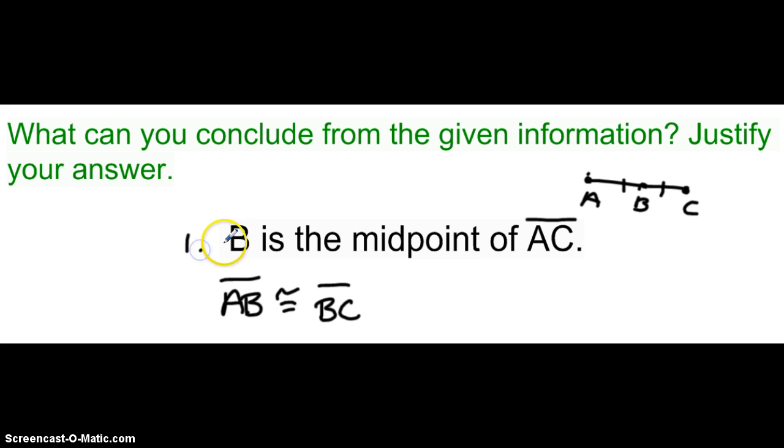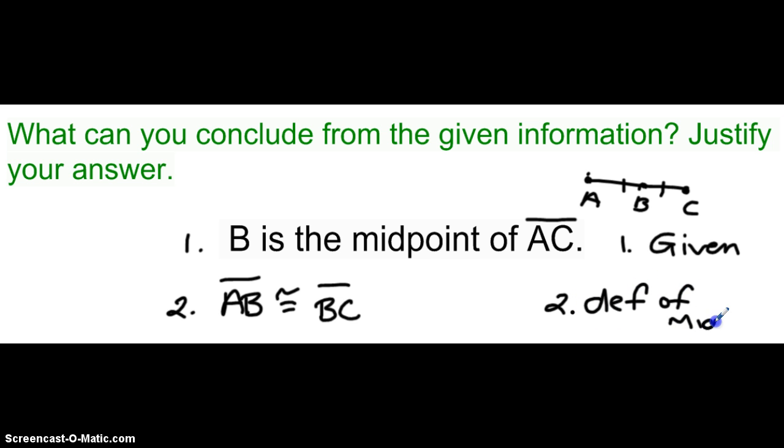So if we were thinking in terms of a proof, in step one we were given this, so there's my statement, and here's my reason: it's given. Remember, we always start first with the reason being given. Two, there's our statement, that's what we can conclude from the given, and the reason would be definition of midpoint. Okay, that's your first geometric proof.